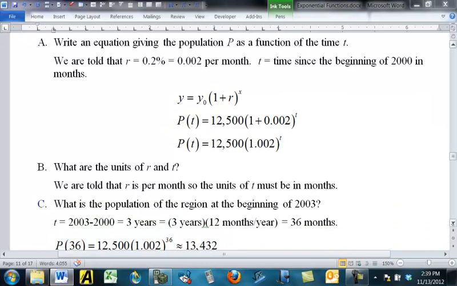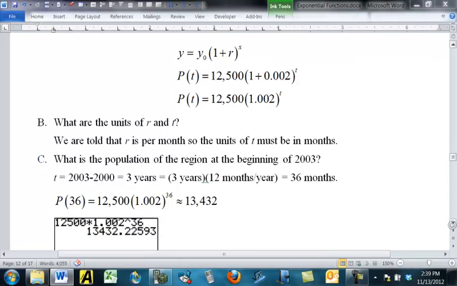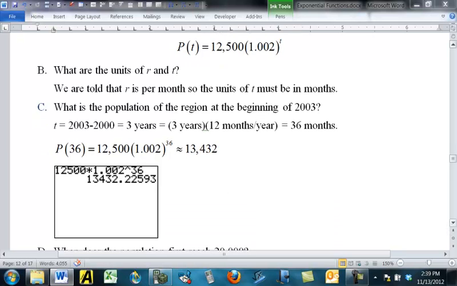Okay? So to find it at the beginning of 2003, now we have to be careful because t must be in months. So 2003 is 3 years after 2000, which is 36 months. So t is 36, and we get 13,432, which you can see there. I just did that in a calculator.